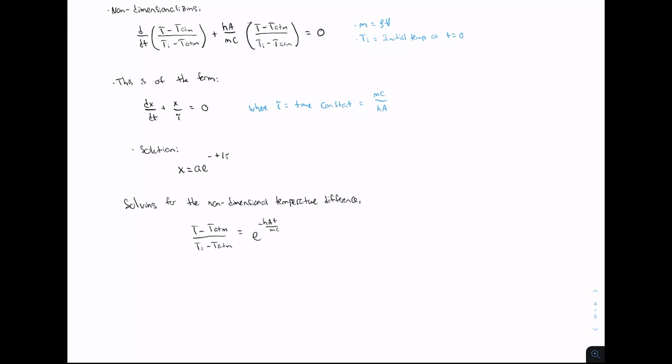Okay, so if we solve for this non-dimensional temperature difference using the same logic as above, we can rewrite this as T minus T atmospheric over Ti minus T atmospheric is equal to e to the minus hAt over mc. Then taking the natural log of both sides, we can rewrite the above equation. Basically, you'll be using this form for the left-hand side of the equation for part of the data reduction for this lab.